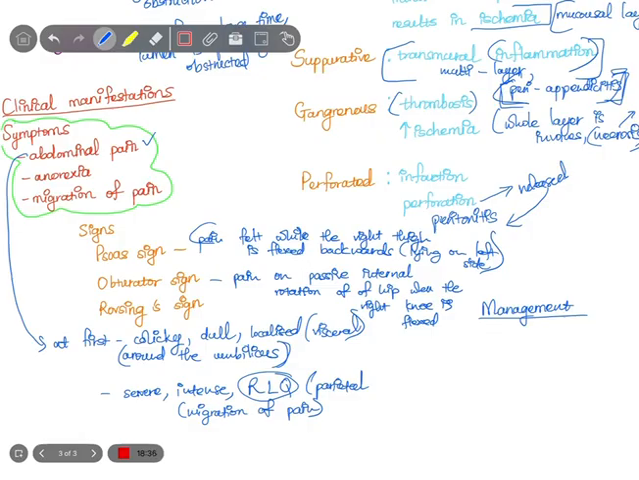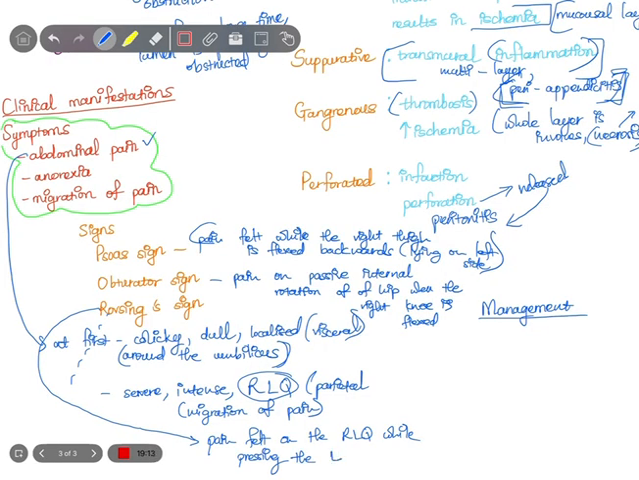Now let's look lastly at the Rovsing sign. This is a pain that is going to be felt on the right lower quadrant while pressing or palpating the left lower quadrant. So I'm going to take it all the way down here. So this is pain felt on the right lower quadrant while pressing the left lower quadrant.